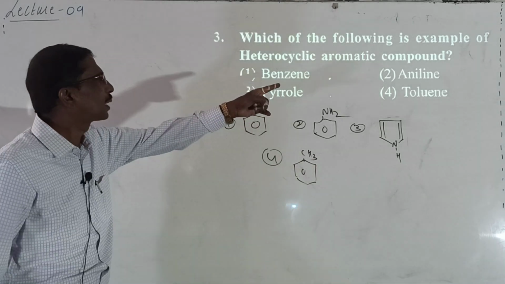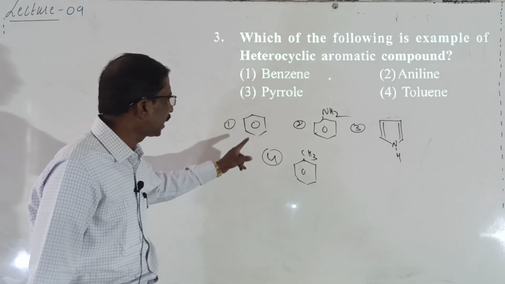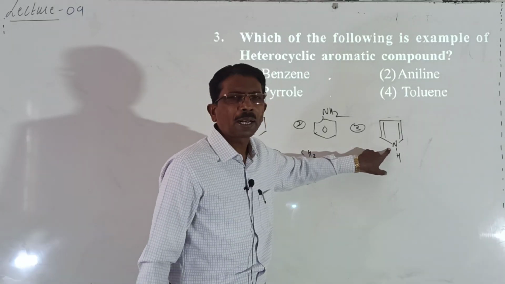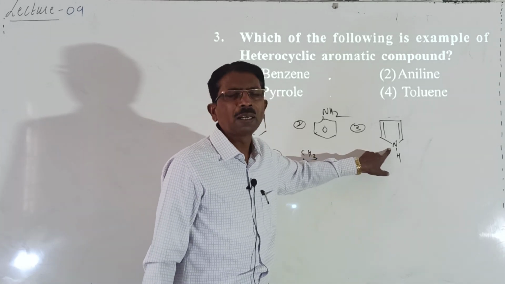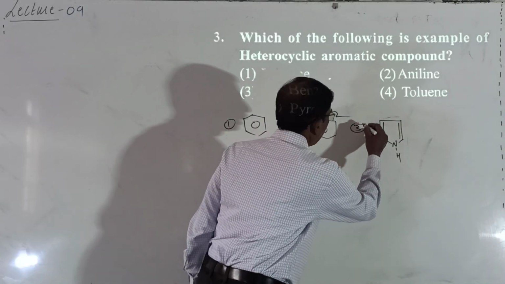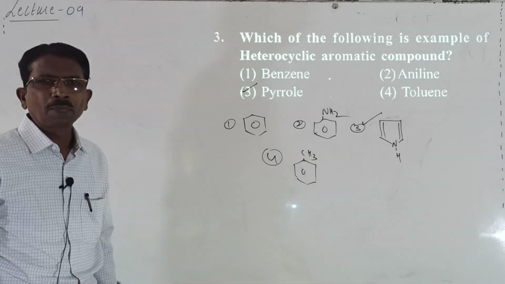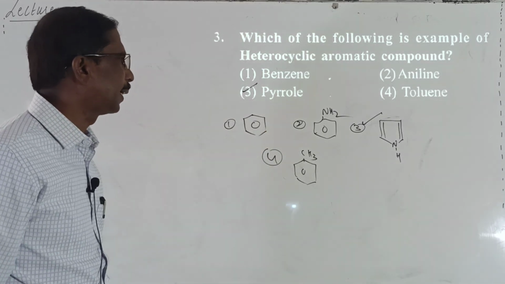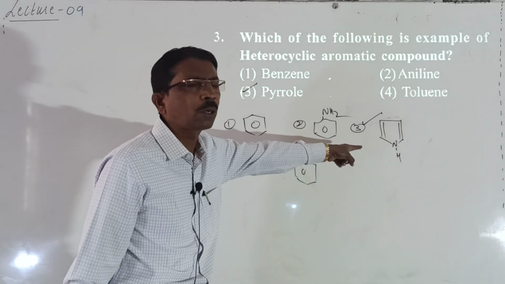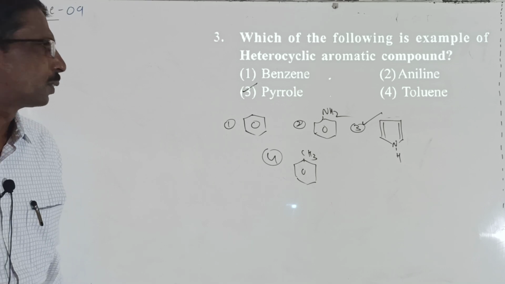Look here, students, which of the following is an example of a heterocyclic aromatic compound? Heterocyclic means all are having carbon, and here the carbon atom is replaced by different heteroatoms. Heteroatoms means the answer is pyrrole. So I have written all the structures here. It is aromatic, it is aromatic, it is aromatic, it is heterocyclic. It is a pyrrole.